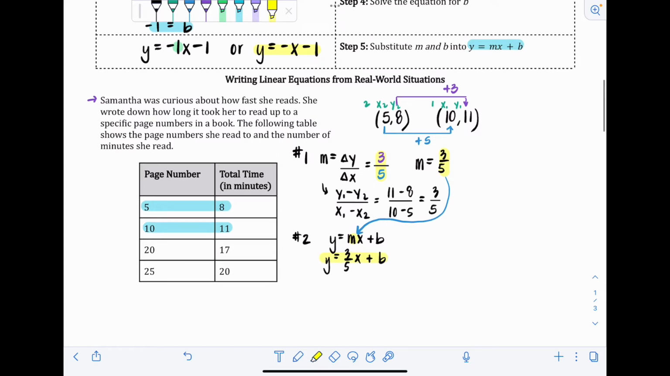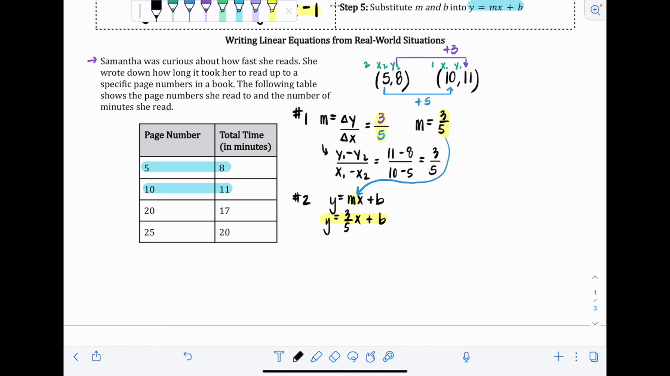And then my next step is to take one of my x and y values and plug them into the equation. So I'm just going to rewrite where I finished for step 2. We're starting with y equals 3/5 x plus b. And then I need to pick just one of my points. It could be any one of them. It could be something from the table. It could be one of the ones I used up here. It's totally up to you.